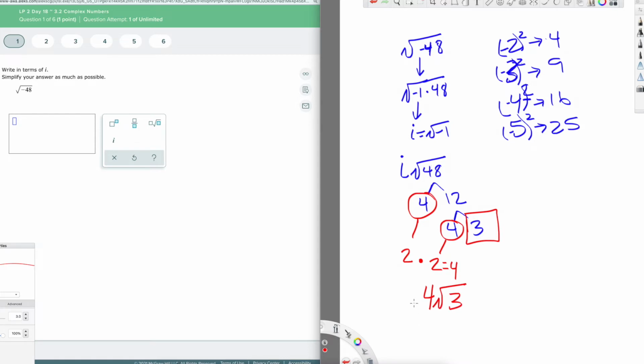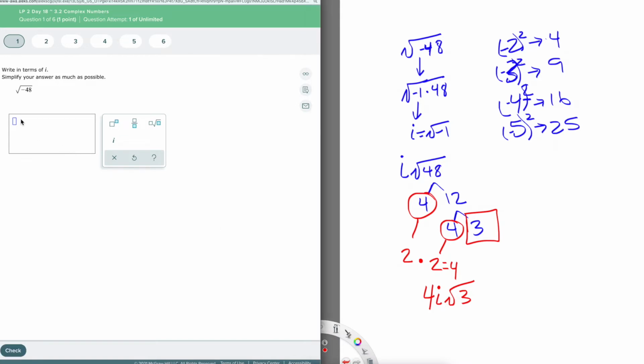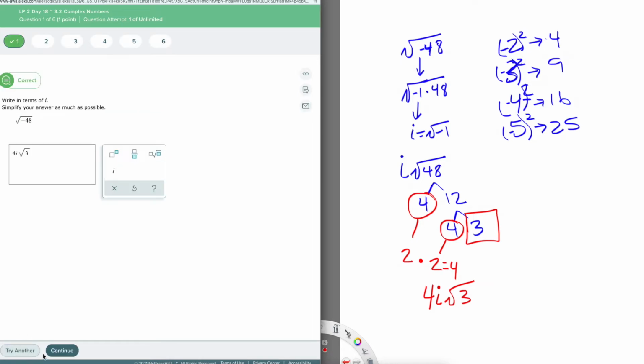But the one piece I did bring down, I need to make sure I bring down the i. So it's 4i square root of 3, because the 4 and the i just get multiplied together, just like a variable stuck out there. It's just a variable with a very, very specific meaning. All right, let's go ahead and check that, and we are good to go.